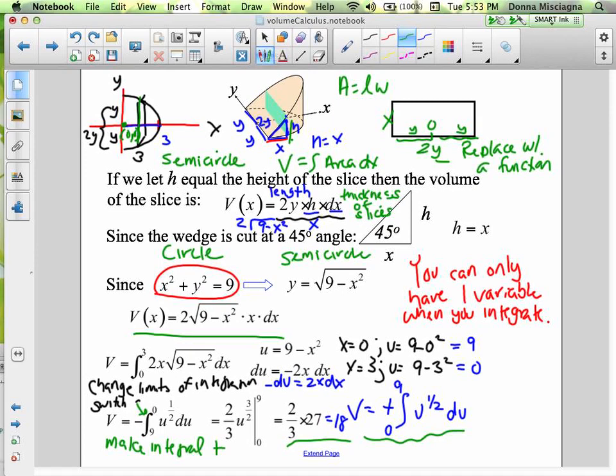Right? And that's how we're going to use cross sections to find the volume of static things that are already created. We're going to do something different if we're revolving something to create our volume. All right, so this was our first one, and I think this is the hardest one in the whole lesson. So let me know if you have questions. I'm going to move on to the next one.